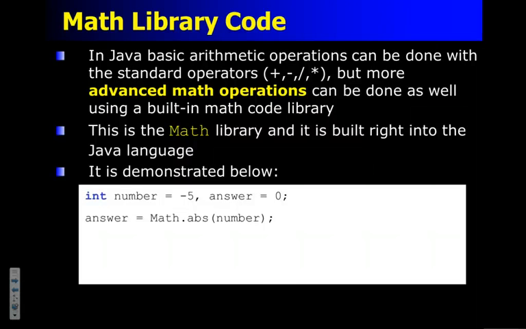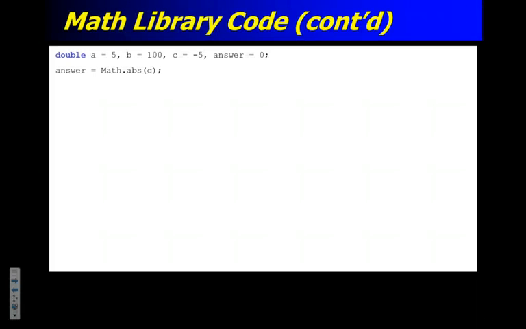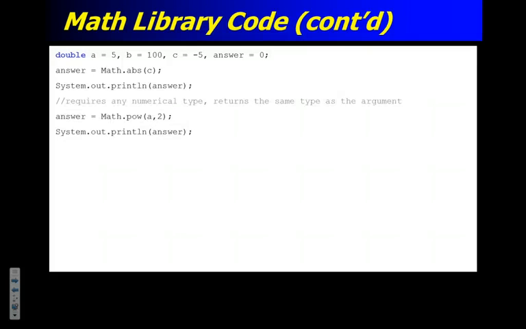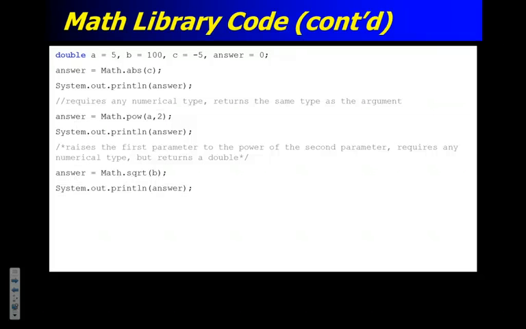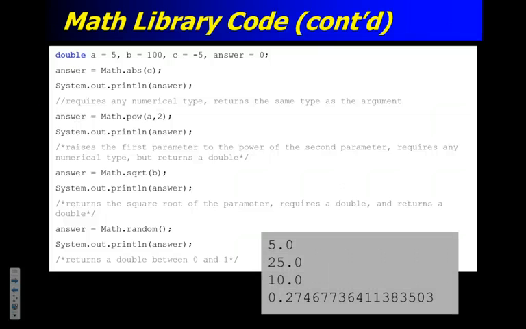Okay. In my notes, I have some other examples here, for example, absolute value and powers. Here you can raise something to a power. Square roots are available in the math library. The random numbers are in there, and again, I'll go over more details on random numbers later. But all of that is built into the math library.